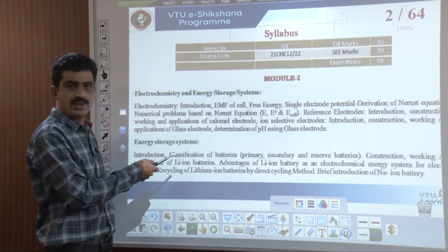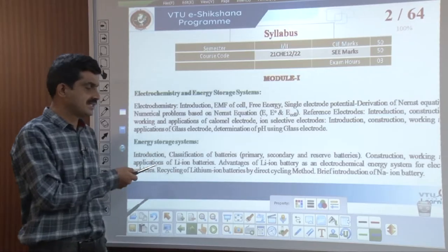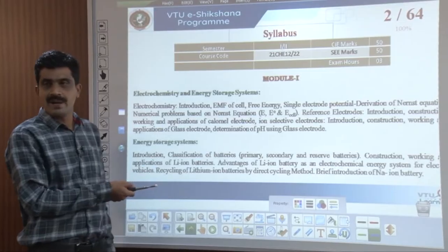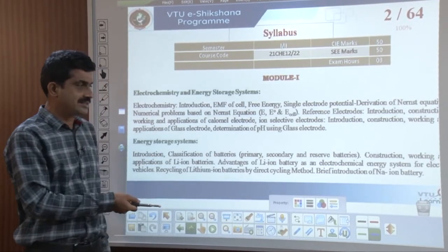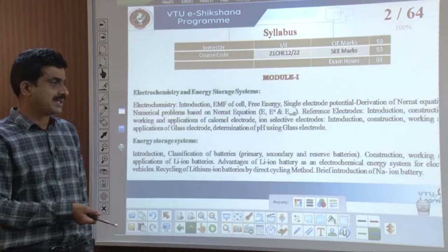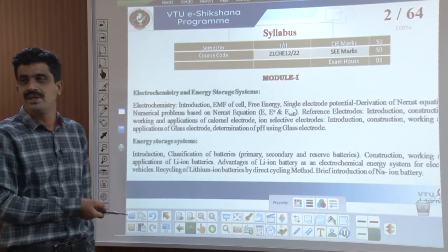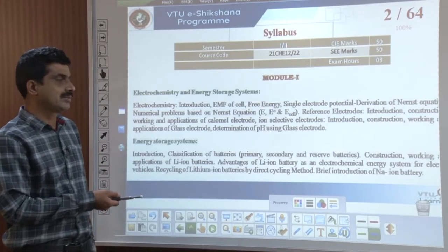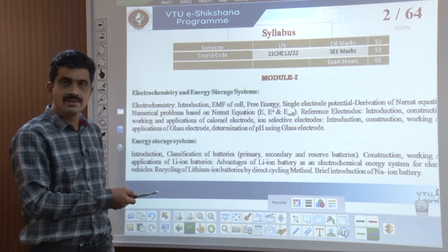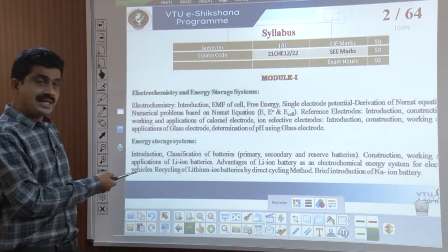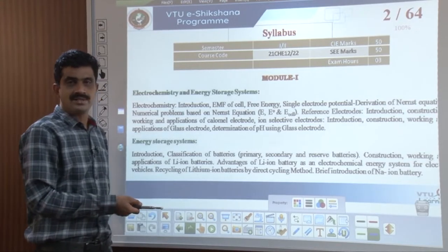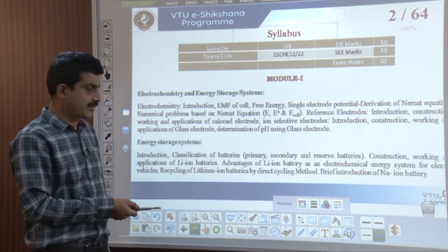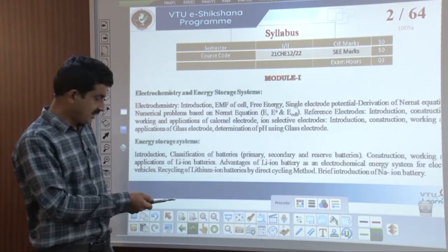Then we have one more chapter in module 1. It is energy storage systems, starting from the definition of batteries, classification of batteries, the different types of batteries with examples, construction and working principle of lithium ion batteries, advantages of lithium ion battery as an electrochemical energy system for electric vehicles, then the recycling, how lithium ion batteries are recycled, and brief introduction on sodium ion battery. So I'll be teaching this module.